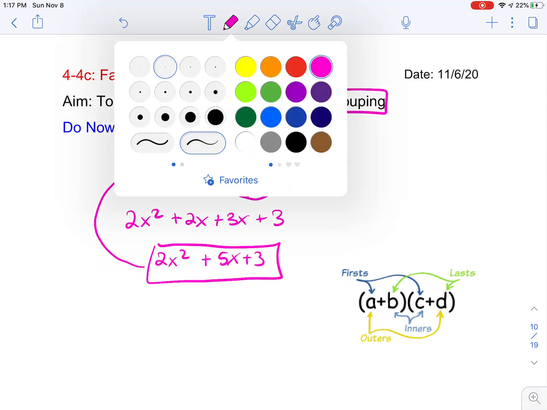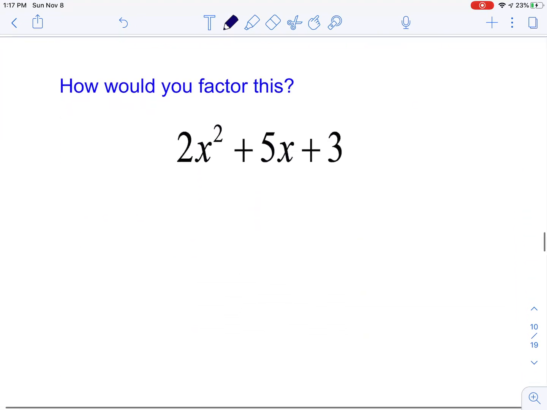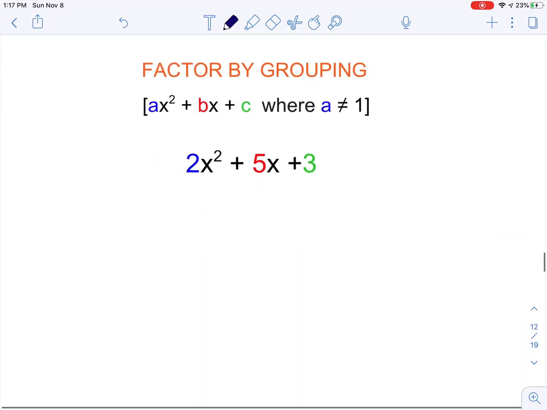Essentially what grouping allows us to do is what I call uncombine like terms, to find the step that comes right before we combine our like terms, so that we can go back to our factored parentheses. So how would you factor this? Well, I'm going to show you.